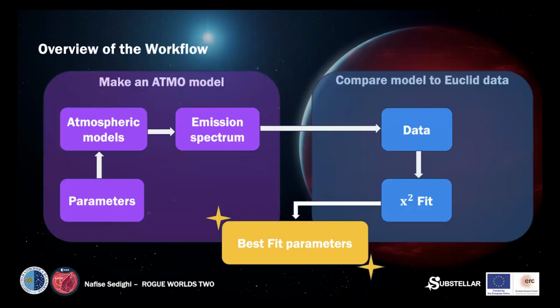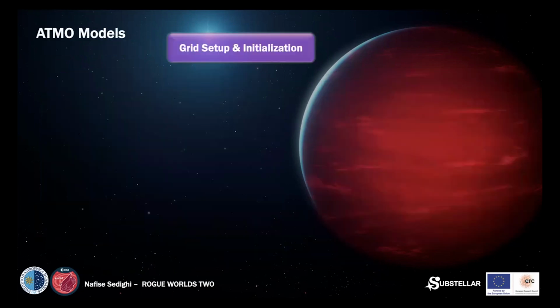So today I'm going to talk about a model and comparing it with the Euclid data. This is the overview of the project. At first, we are going to make a model, and then we are able to compare to the data. As you can see, for the models, we need to set some of the parameters and then generate the atmospheric model and produce the spectra at the end, then compare to the Euclid data with the chi-square fitting method and get the best fit parameters. So first, I'm starting with the models.